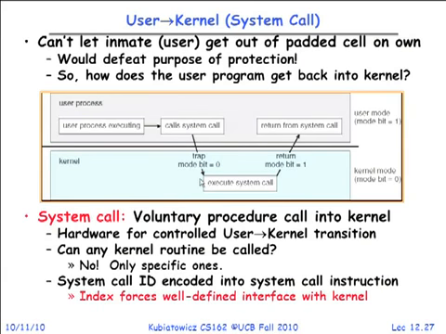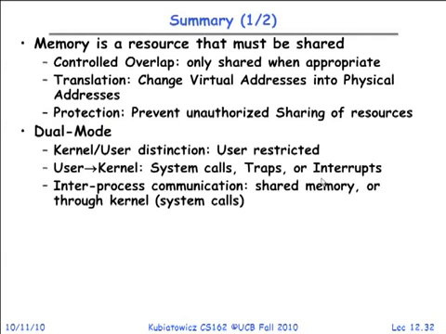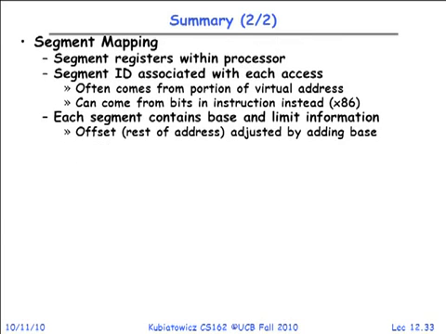So let's, in conclusion, say memory is a resource that we want to share. We talked about controlled overlap, translation, and protection as goals. We talked a bit about dual mode as protecting our actual schemes. Okay, basically making sure the kernel is the only one that can alter the translations and the user is not allowed to. We'll talk about more of that next time. We showed you what segments can look like. We gave you a simple segmentation scheme. And I actually walked you through a couple of things.